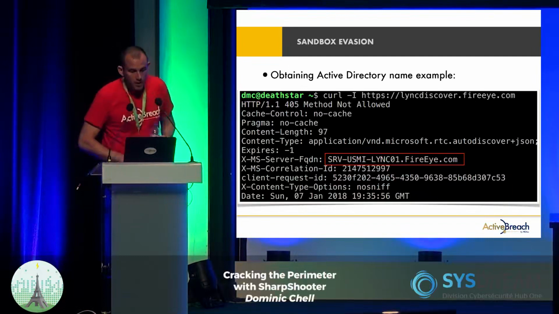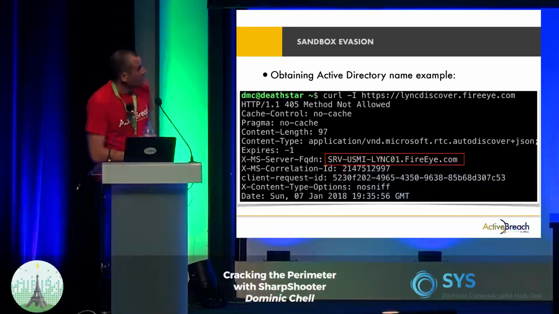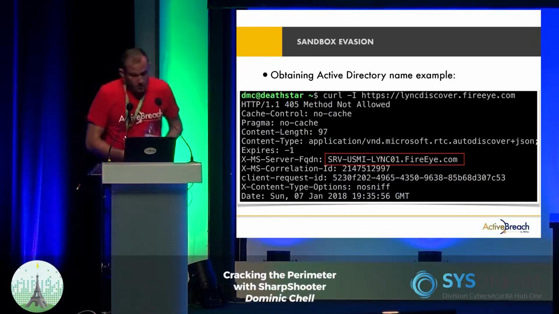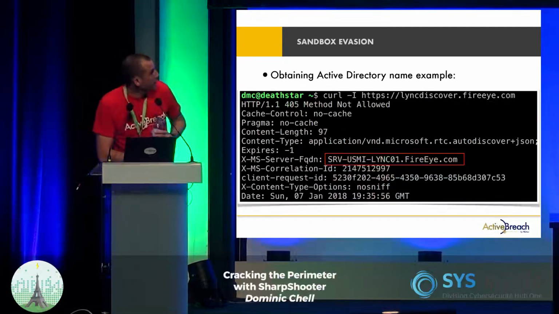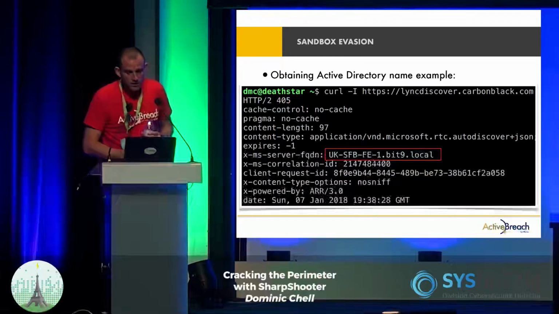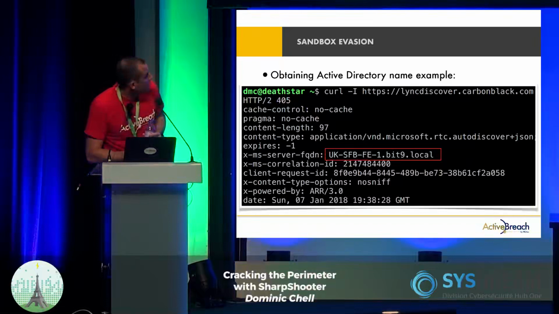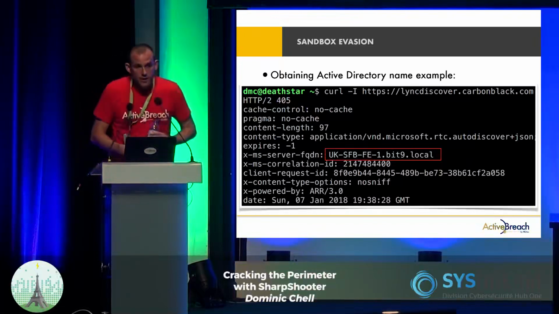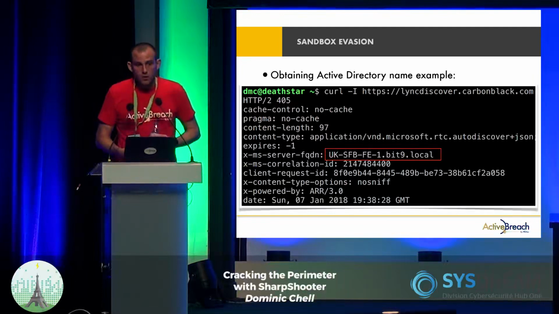We've got an example here where you can see we're querying FireEye's Skype for Business server, and it's disclosing the FQDN of the Skype server. Many companies will use that as the actual internal AD name. So here we could speculate that FireEye's internal AD name is fireeye.com. If we did the same thing with Carbon Black, we could see that it's disclosing a bit9.local domain. So again we could speculate that Carbon Black's internal Active Directory name might be bit9.local. When we've got this information, we can plug it into SharpShooter and key our payload to only run on these domains.